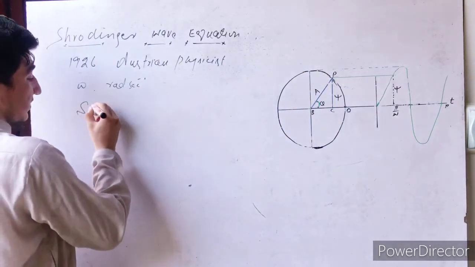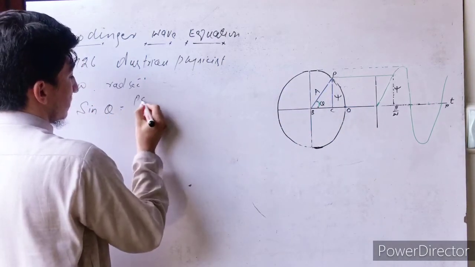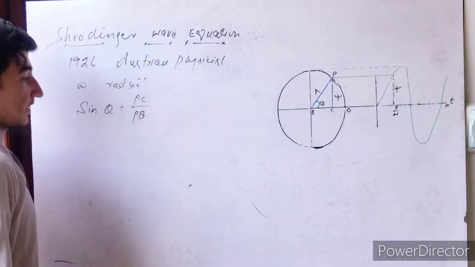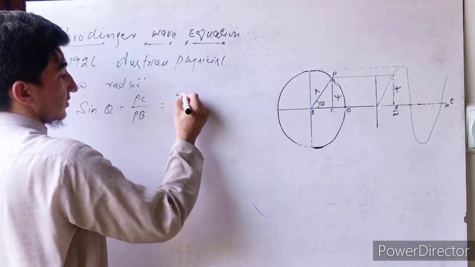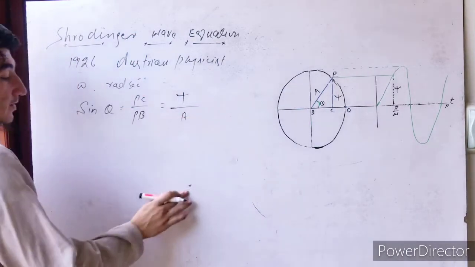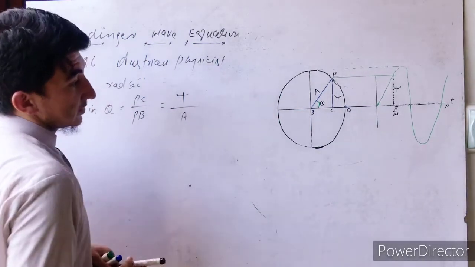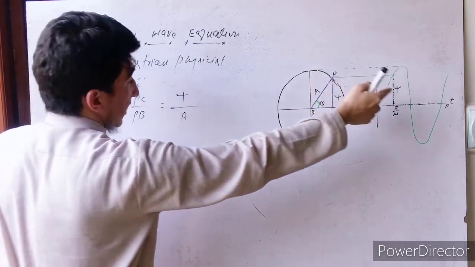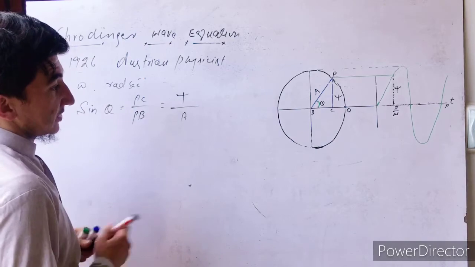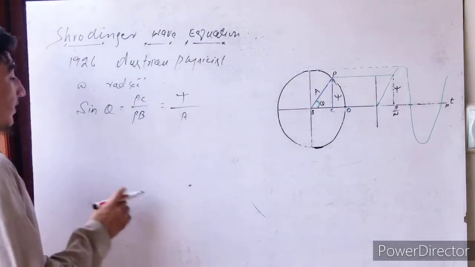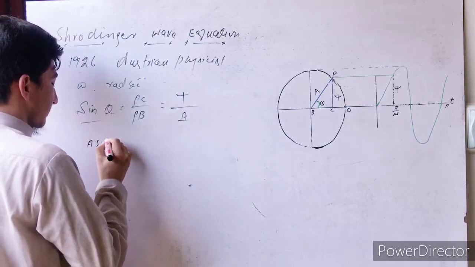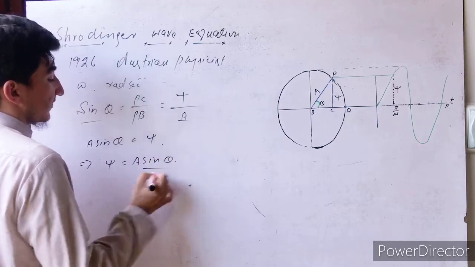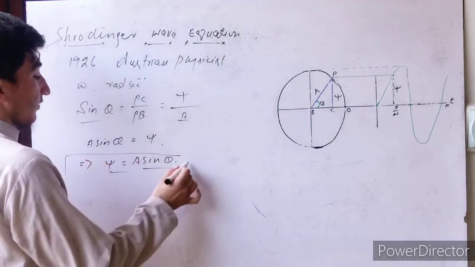Now let's suppose you can see sin theta equals perpendicular over hypotenuse, so PC divided by OP. And here you can see PC is equal to psi divided by A. The psi is the vertical displacement in this graph. At this point the time is 0. After covering this much distance, the time is taken as t, and this whole is equal to 2 pi. Now from this figure we can see A sin theta equals psi, which implies that psi is equal to A sin theta. This is called the wave equation.